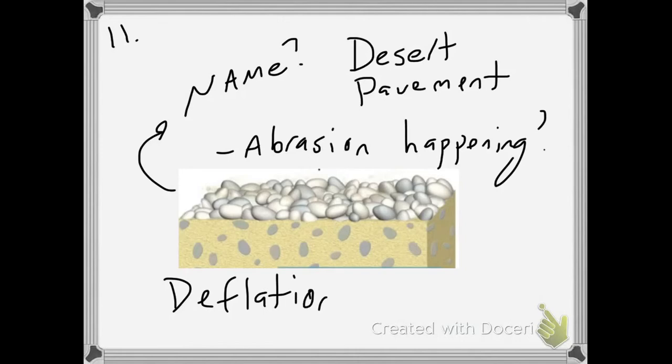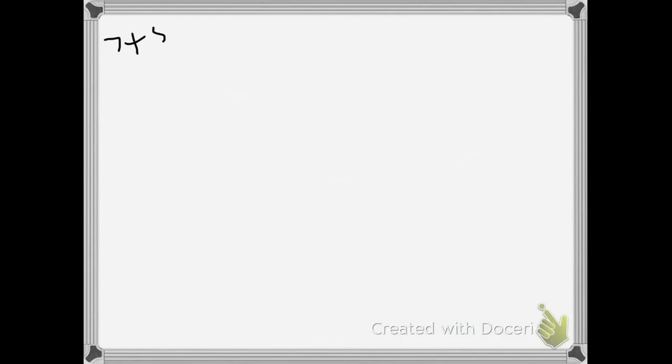Is deflation happening here with desert pavement? And the answer is yes, because if the wind blows hard enough, it can move little particles away from an area and could potentially produce what's called a blowout. Is there saltation occurring here? Is there leapfrogging of sand grains? And of course the answer is yes.